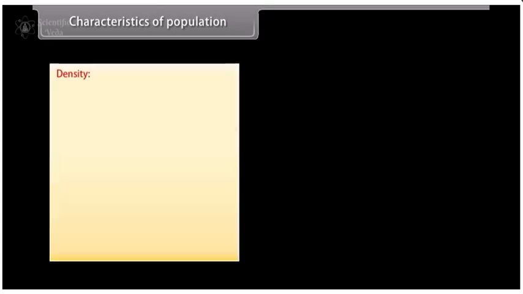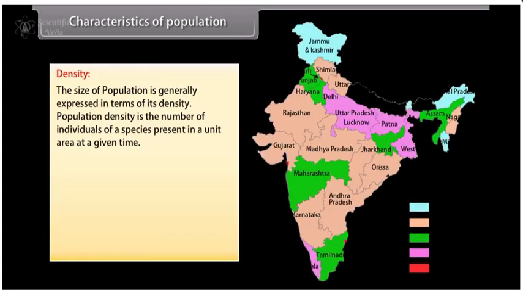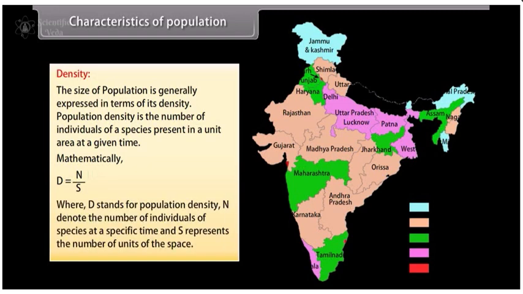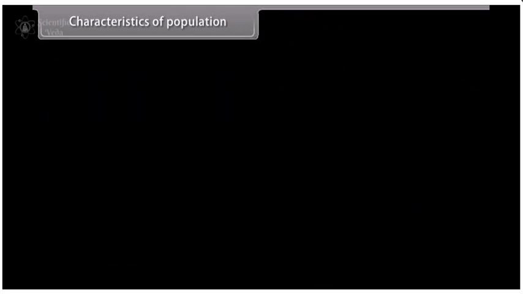Characteristics of population. Density. The size of a population is generally expressed in terms of its density. Population density is the number of individuals of a species present in a unit area at a given time. Mathematically, D = N/S, where D stands for population density, N denotes the number of individuals of a species at a specific time, and S represents the number of units of space.